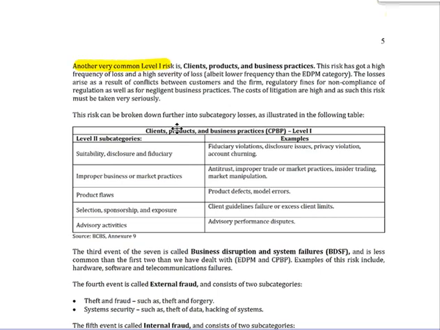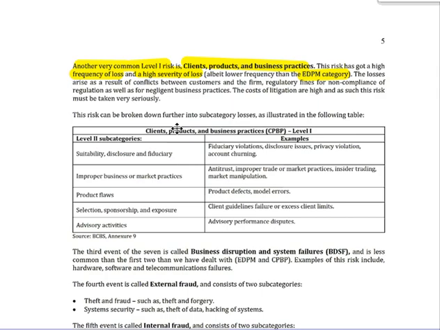Another very common level 1 risk is clients, products, and business practices. High frequency and again high severity of loss. But it's important to note that this particular one of the 7, called clients, products and business practices, has high frequency and high severity, but not as high as EDPM. EDPM is the bad one.